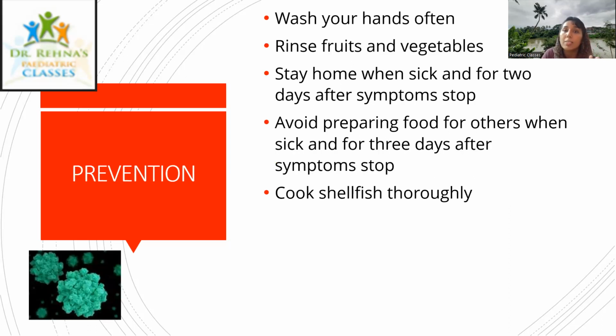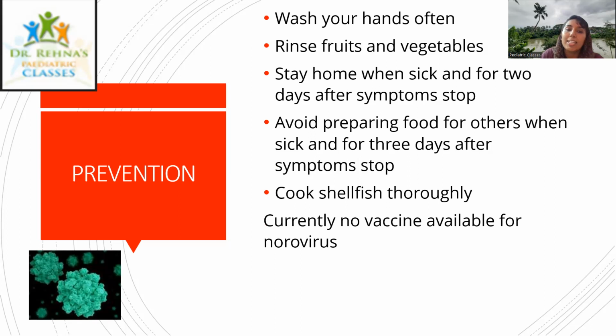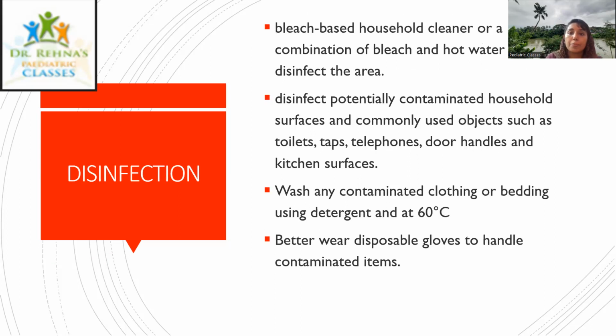The prevention is by taking a healthy diet. So rinse the fruits and vegetables thoroughly and stay home when sick, and for 2 to 3 days after the symptoms stop. And avoid preparing food for others when the person is sick, and for around 3 days after the symptoms stop, which we have actually discussed a bit before. And if you are eating shellfish, cook it thoroughly so that it kills any viruses it may be carrying. Currently, no vaccine is available for norovirus infection.